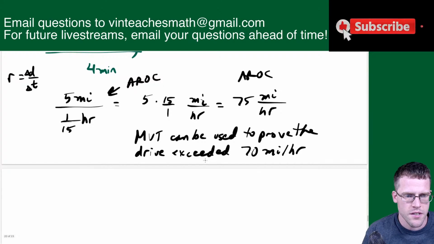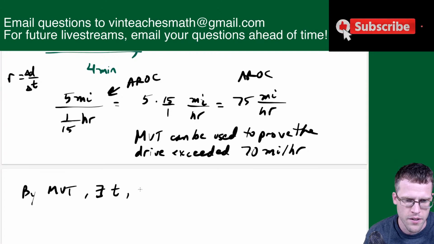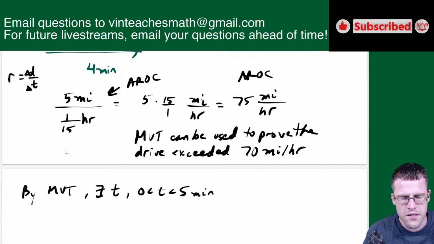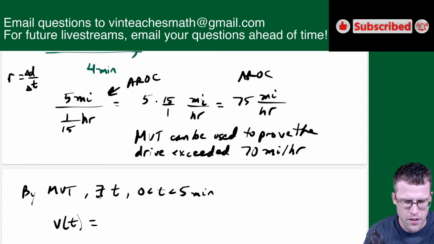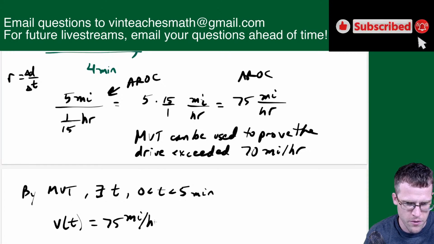And how do we know? Because by MVT, if we had to really write a thorough argument, there will be a time, let's say from 0 to 5 minutes, where the instantaneous rate of change, so that would be like the velocity of the car, is equal to the average rate of change. And the average rate of change was 75 miles per hour.